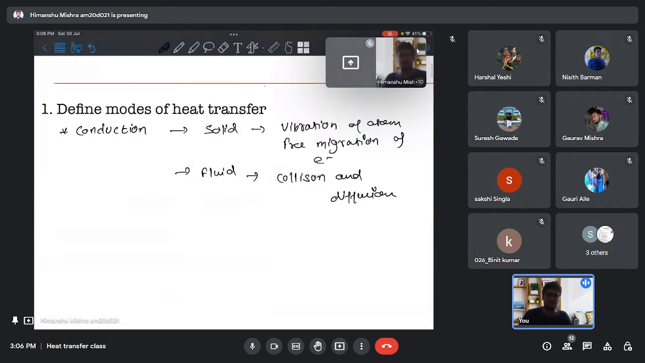The experiments reveal that in conduction heat transfer, the heat transfer is proportional to the temperature gradient as well as the thermal conductivity, which is a material property. From Fourier's law, we can express the heat transfer via conduction by Q = -kA dT/dx. Here k is my thermal conductivity, which is the material property, A is the cross-sectional area, and dT/dx is the temperature gradient. So the heat transfer in conduction depends on the temperature gradient. This is my Fourier's law.